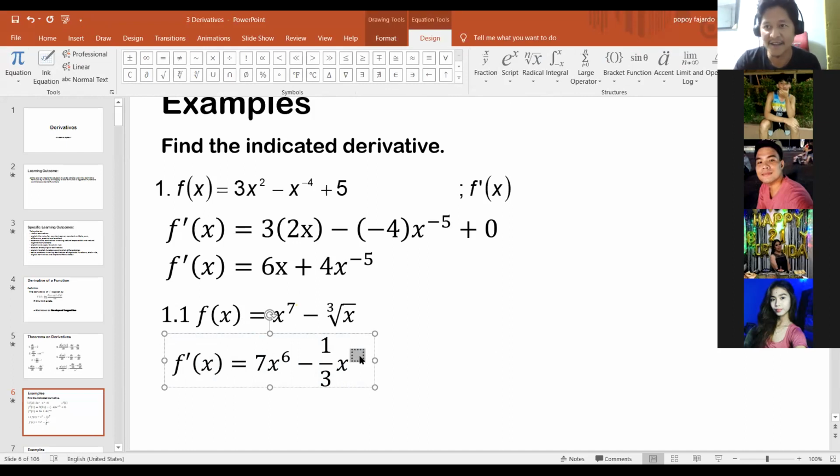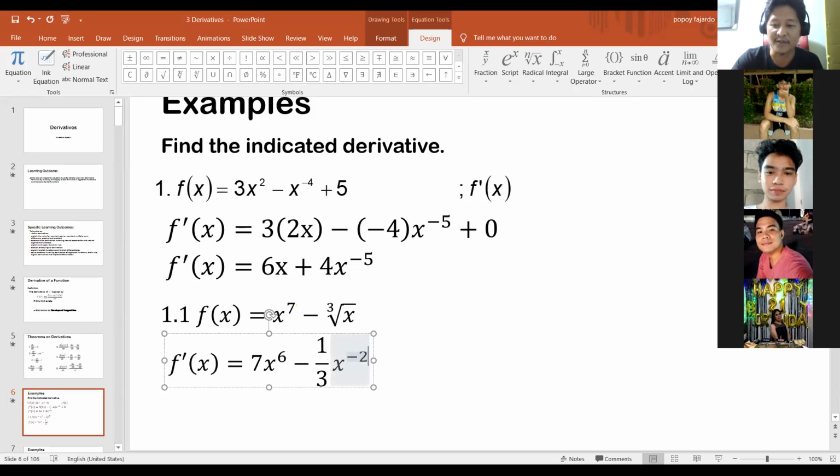2, sir. 1/3 minus 1. 2/3 ba, sir? Alin ang mas malaki, 1/3 o 1? 1. So ano dapat ang sign? Mas mataas yung 1, sir. Pag mas malaki ang sinubtract, anong result? Positive, negative? Negative. Negative 2/3.